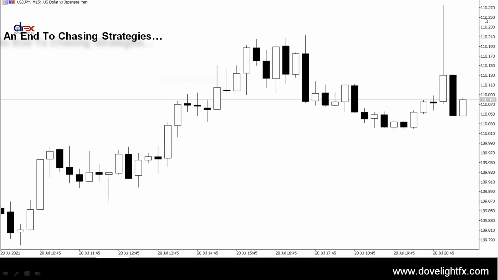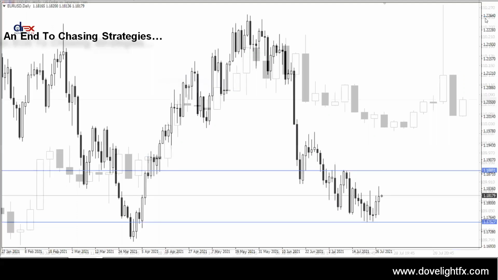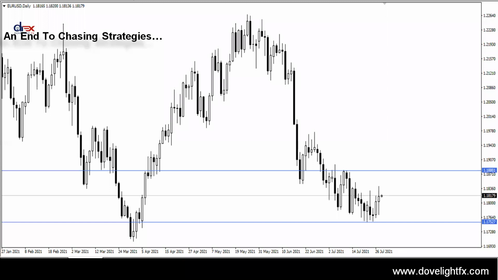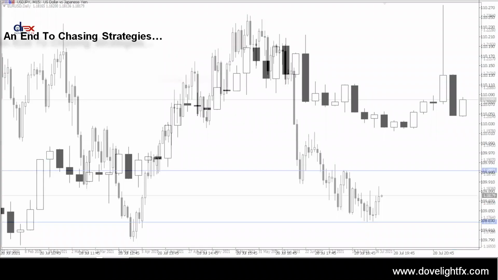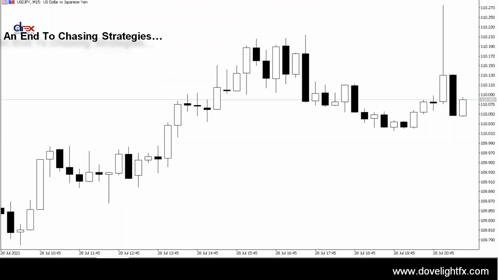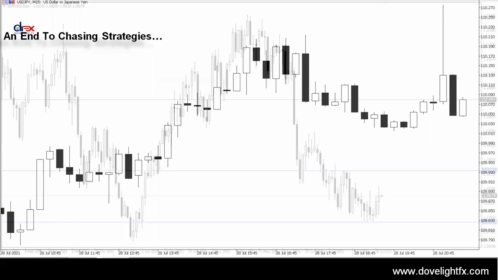Can someone tell me the difference between these currency pairs? We can see that there are 5 numbers after the decimal place. And for the USD JPY, we have 3 numbers after the decimal place. So for any currency pair that is paired with the JPY, the Japanese yen pairs are quoted to 3 decimal places.